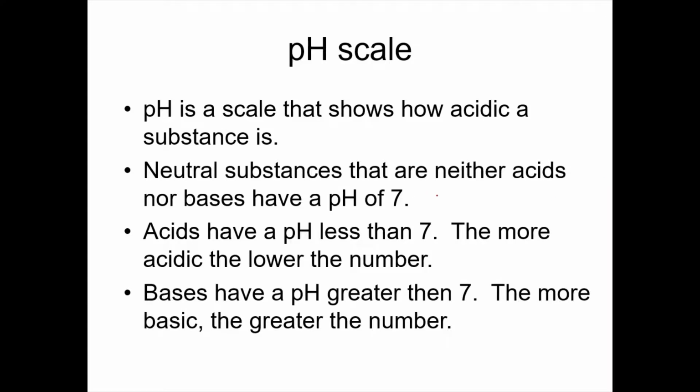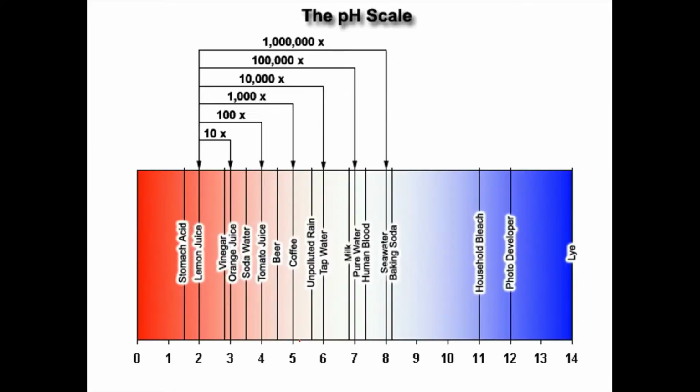Water, pretty much anything that's not an acid or a base. Methane, sugar, everything that's not an acid or a base has a pH of 7. Acids have a pH of less than 7, right? And the smaller the number, the more acidic. Bases have a pH greater than 7, and the larger the number, the more basic. Okay, here are some examples of things that are acids and bases and where they are on the pH scale.